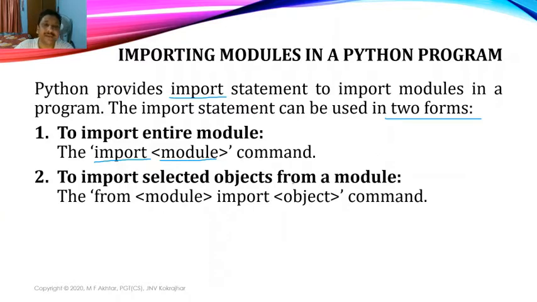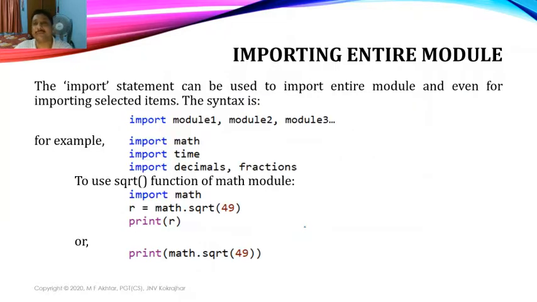To import selected objects from a module, we have to use the from command, and in the from command, the import command is already included. We have to use the import command. From module we import, and so on like this. See the example: importing an entire module.